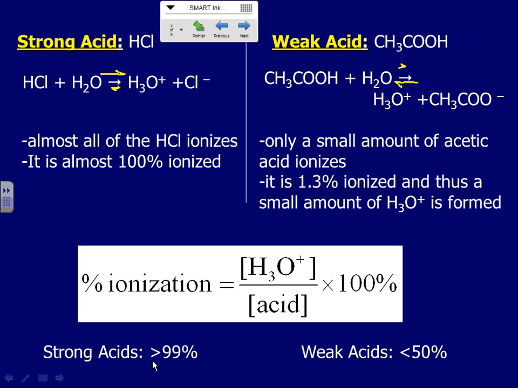Just a couple of conventions here that scientists have assigned these numbers. If an acid has a percent ionization of greater than 99%, we say that it's strong. Pretty well all of the H's fall off. If an acid has a percent ionization of less than 50%, we say that it's weak. And then we've got this kind of no man's land in the middle where we have medium strength acids. But there's a whole continuum depending on the chemical structure and the chemical nature of the acid. That's what determines how well the H's fall off. So it has to do with its chemical properties, obviously.